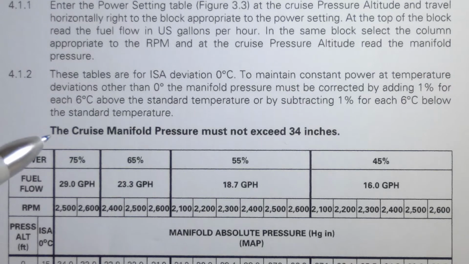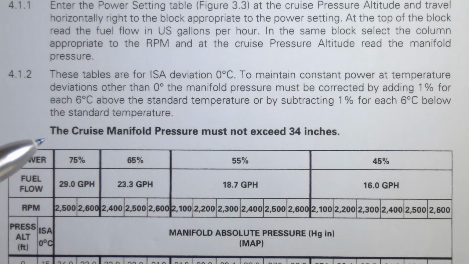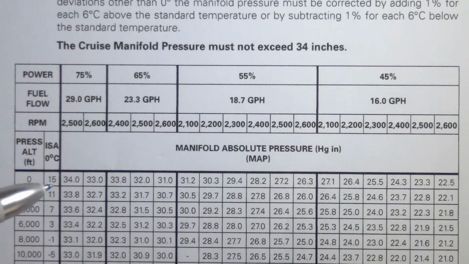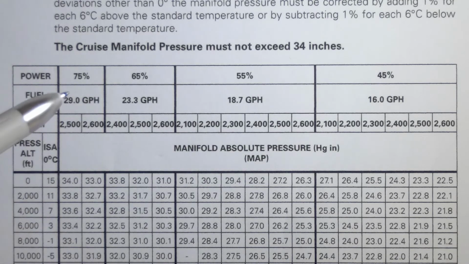The other thing to note, and that's given in bold, is that the cruise manifold pressure must not exceed 34 inches. Okay, so that is an engine limitation. So any value that is bigger than 34 inches cannot be used in this airplane because you will damage the engine. And we only have one value that's actually 34 inches. That's at our high speed setting with the highest fuel flow and the lowest RPM for that fuel flow. And we have 34 inches at sea level.